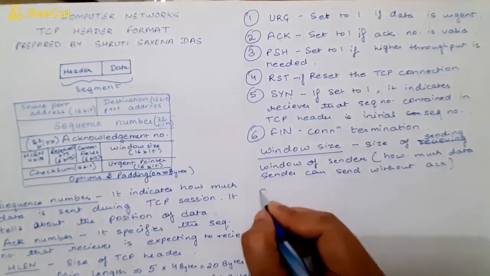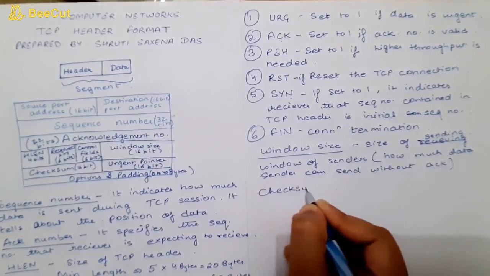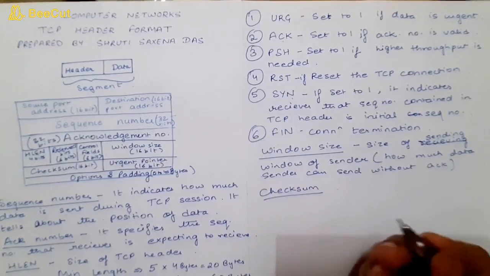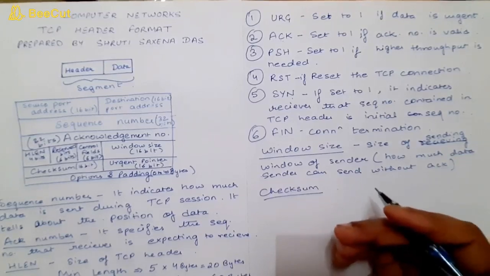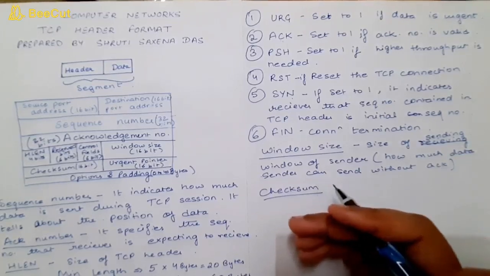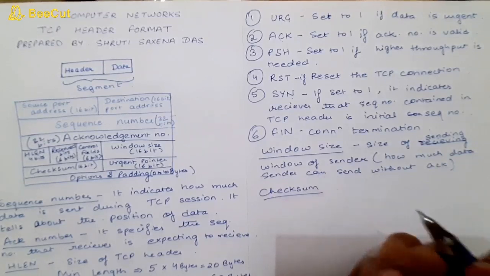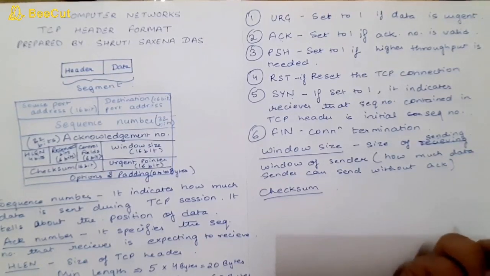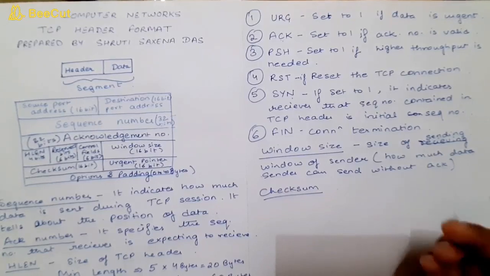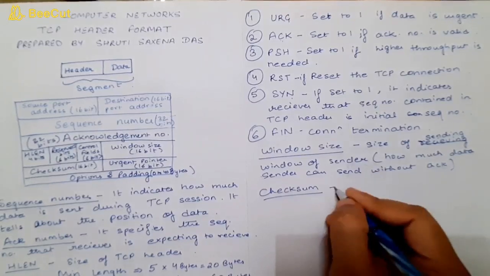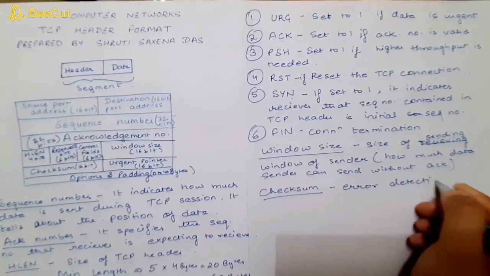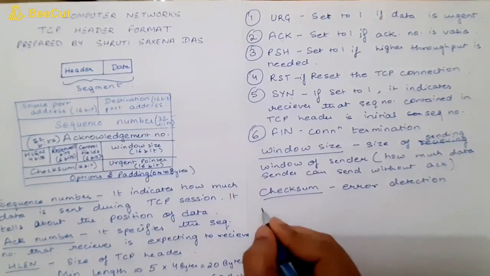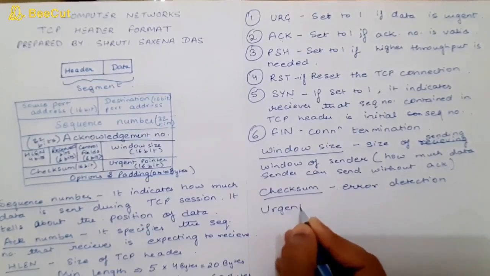The next one is checksum. Checksum field is used for error detection. Basically what happens is that the sender computes the CRC checksum and adds it over here, and then when this segment is received at the receiver end, it again computes the checksum, and if it is the same, then no error is detected. So basically it is used for error detection.